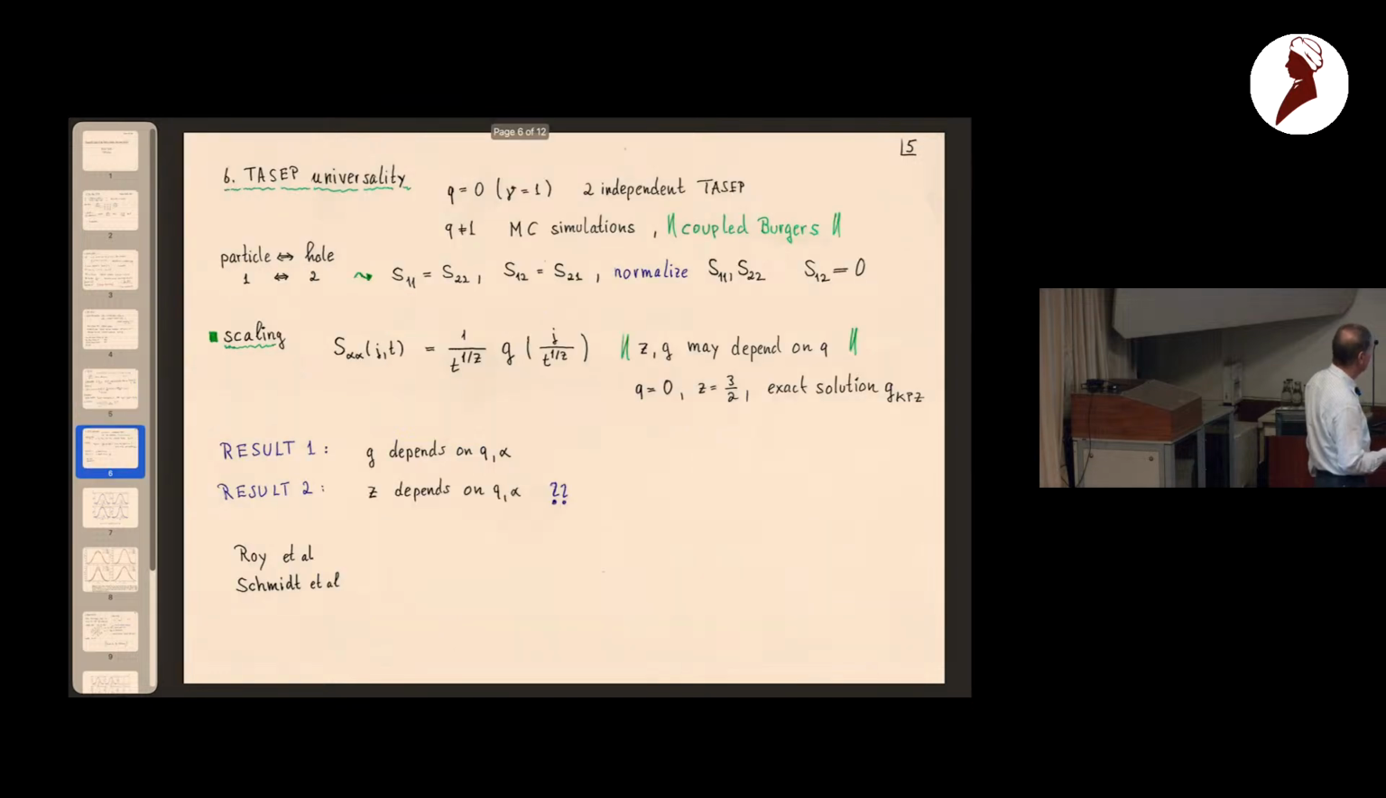Okay, so now comes the issue of what we mean by universality. Since I'm looking at this very specific observable, what I mean by universality is that there's a universal dynamical exponent which tells you how these peaks are spreading, and there's also a shape function or scaling function. Okay.